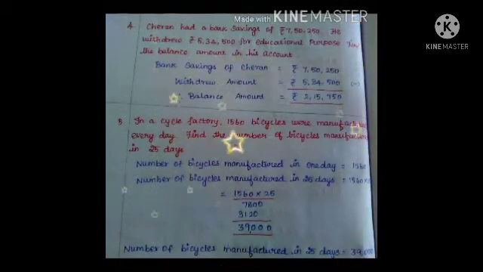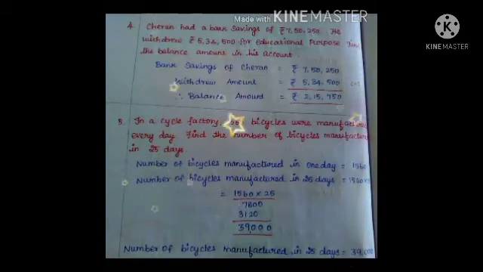See the solution. Bank saving of Charan equals rupees 7,50,250. How many rupees did he withdraw? He withdrew 5,34,500. Now what are they asking? They are asking only the balance amount. How many rupees are there in Charan's account finally? So balance amount equals, what do we want to do? We want to do the subtraction.